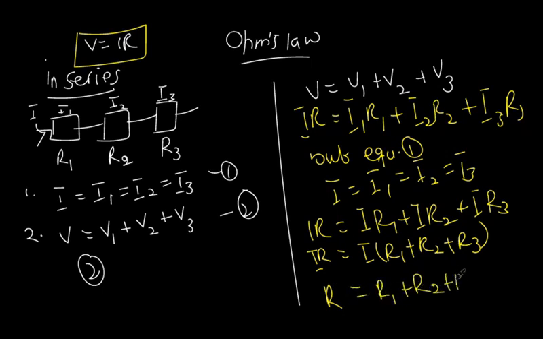R2 plus R3. So whenever you have a circuit and you have your resistors in series, the overall resistance of the resistors you have is the sum of the individual resistances of the resistors. So your R total will be equal to R1 plus R2 plus R3. This formula is very, very important, so let's take note of it. It will come in handy when we are solving problems on a circuit using Ohm's law.